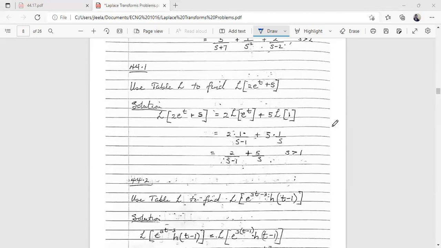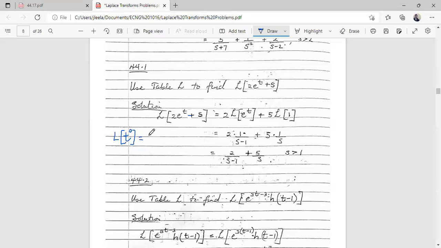Use the Laplace table again to find the Laplace of 2e to the t plus 5. So again, you're using the linearity property. So that will be 2 Laplace e to the t plus 5 the Laplace of 1. And the Laplace of 1 is basically t to the 0. Remember this? So we're doing all this here for you to remember the rules and so that you can apply the rules.